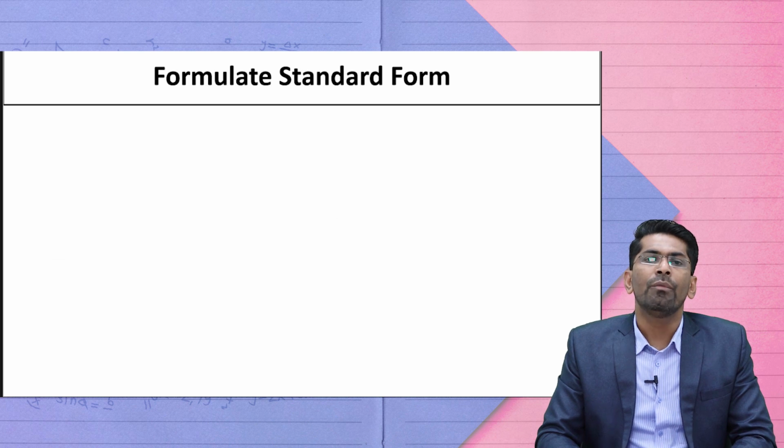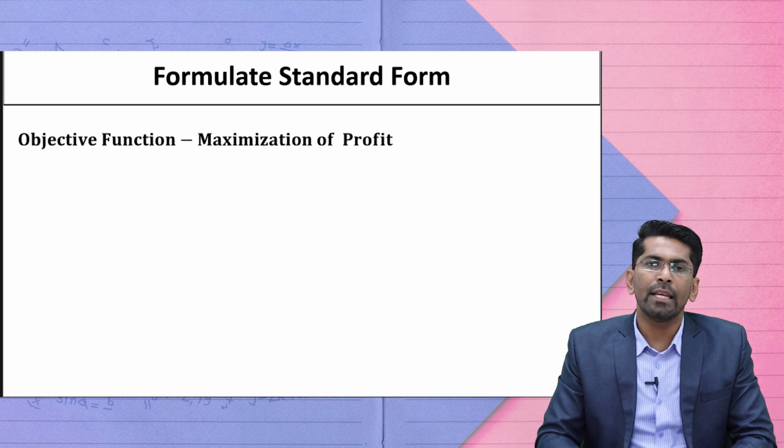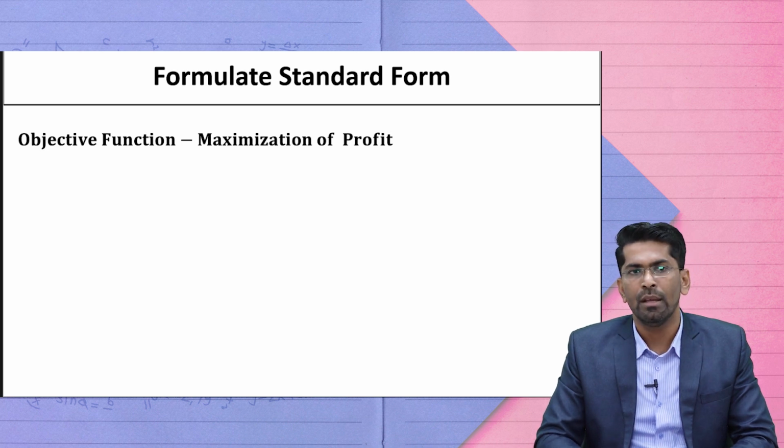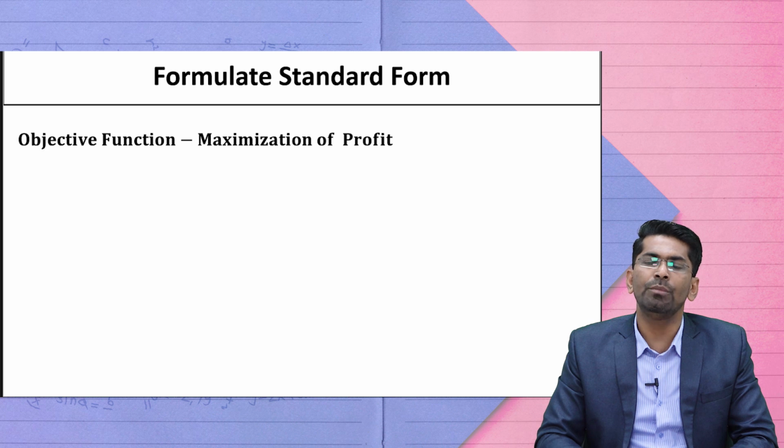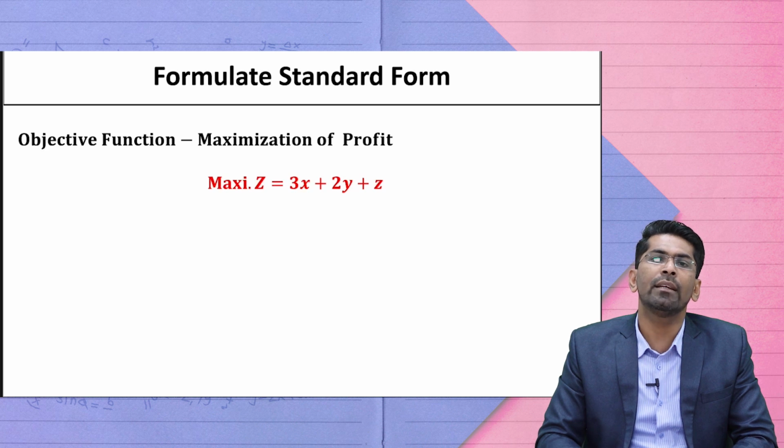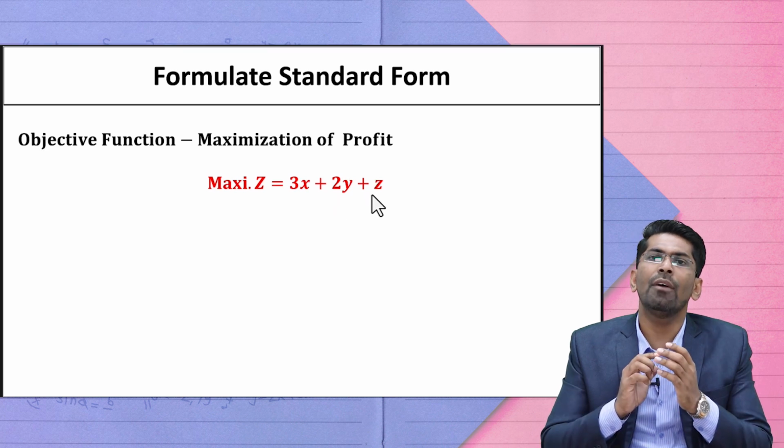So, here we are going to consider a particular example, which is an example for the maximization of profit. We specify our objective function, that is the maximization of profit, maximizing z is equal to 3x plus 2y plus z. Here we have three decision variables, that is x, y and z.